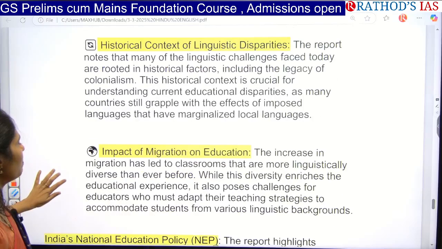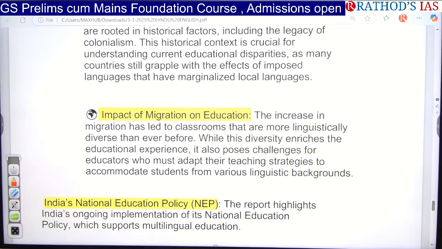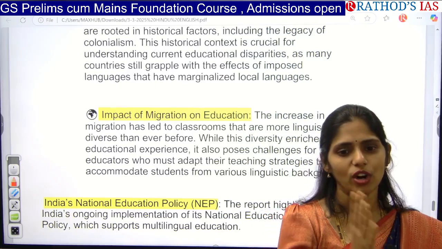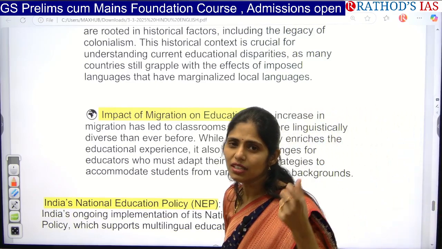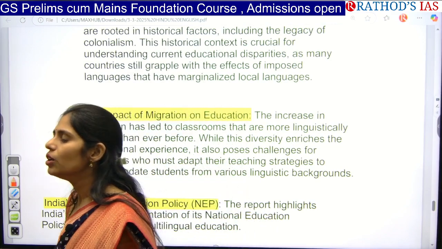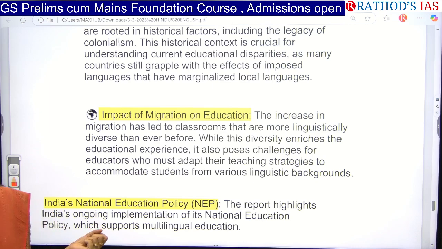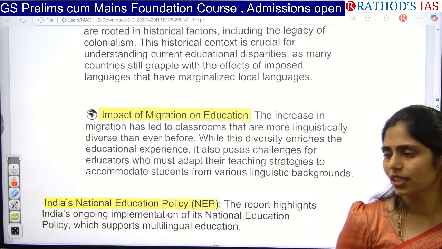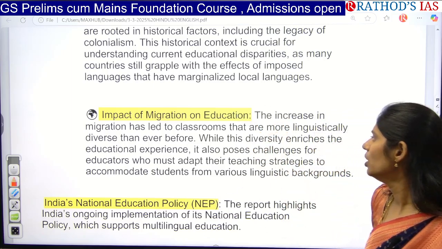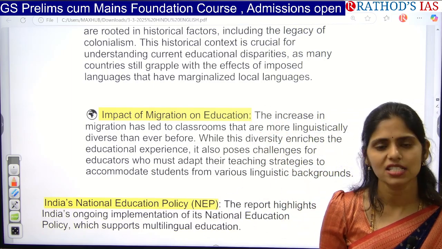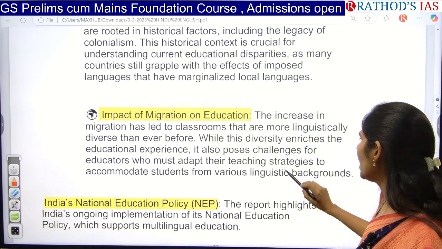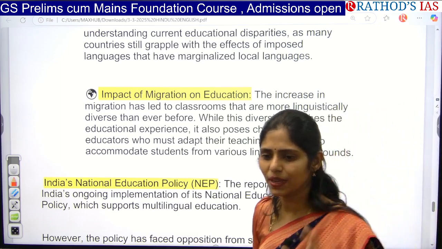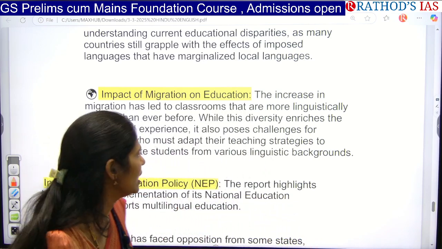And next, there is also the impact of migration on education. As you all know, many people migrate from rural areas to urban areas. I think many of you also migrated from rural to urban areas to get proper education. For example, to get quality education, obviously you will move to urban areas, or to get jobs, or to get coaching, you will migrate from one place to another. Because of this, there is more linguistic diversity in the class than before. This diversity is increasing the challenges for educators to make them learn and understand the concepts.